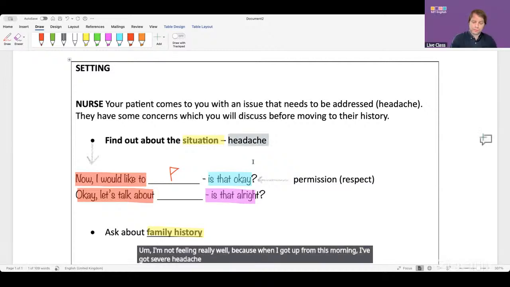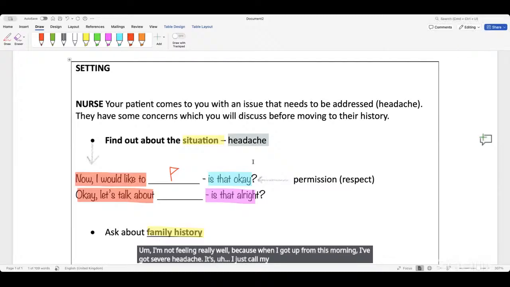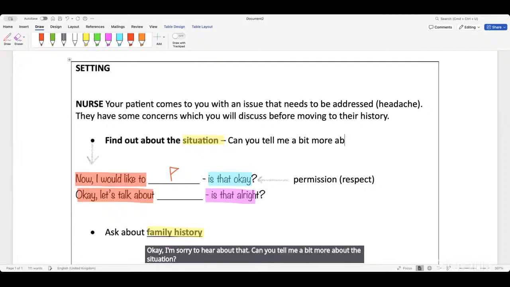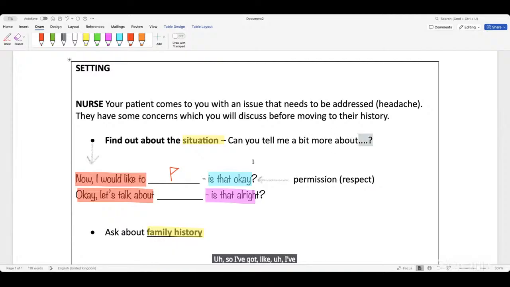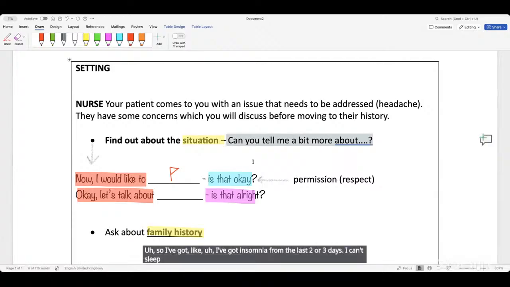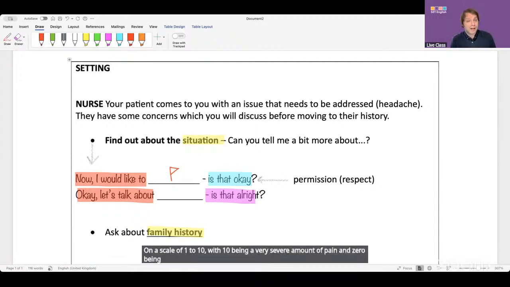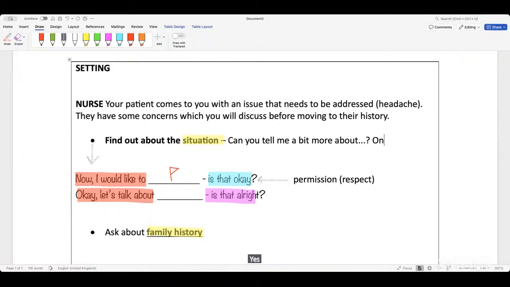Okay. So I just called my GP to say my symptoms. Okay, I'm sorry to hear about that. Can you tell me a bit more about the situation? So I've got insomnia from the last 2 or 3 days. I can't sleep properly because of my working stress. Okay. That sounds really difficult. And on a scale of 1 to 10, with 10 being a very severe amount of pain and 0 being no pain, could you rate the severity? Yes, it's 8, I think.